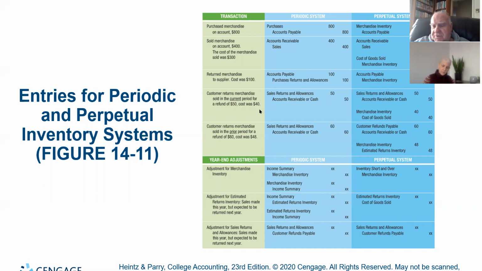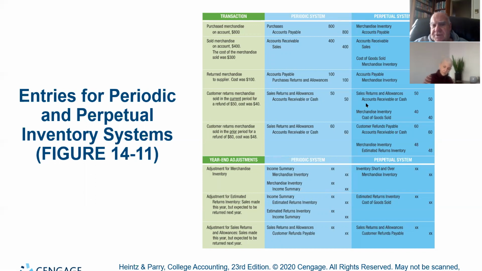Customer return things to us. Well, if you look at the two entries, they're the same as far as the return of the sales dollars, okay? Sales returns, customer returns merchandise we sold in the current period for a refund of $50. Well, we never debit sales. We know that for sure. We debit the contra sales account, sales returns and allowance, and we credit accounts receivable, or maybe we give them cash if they've already paid for it.